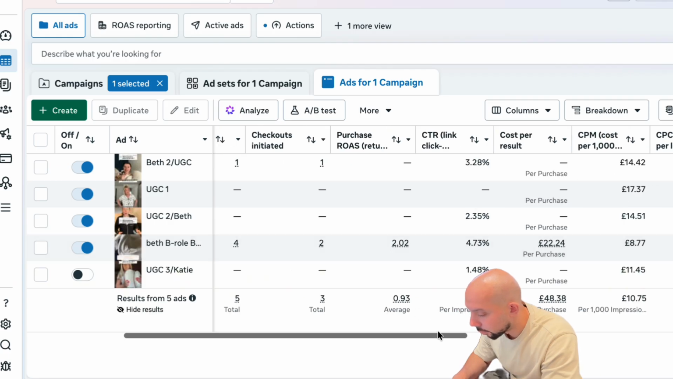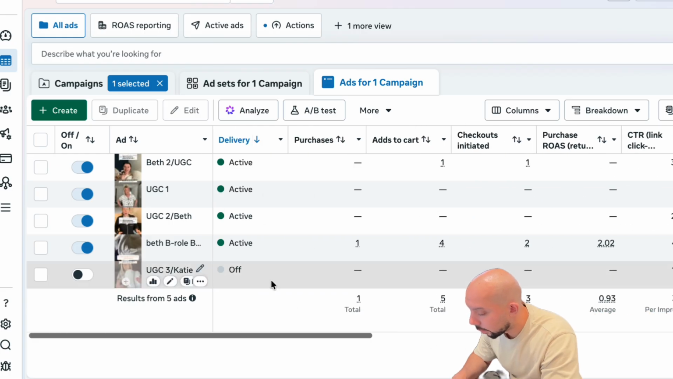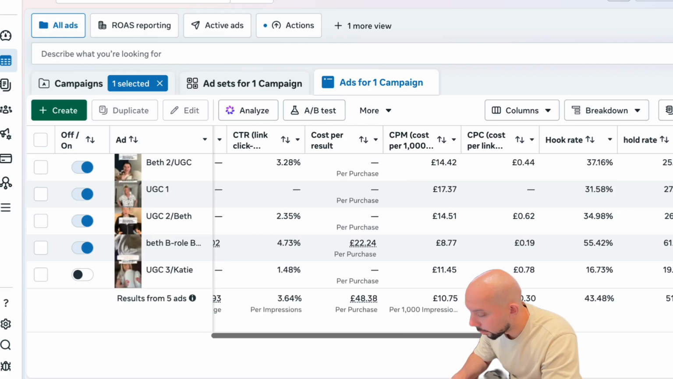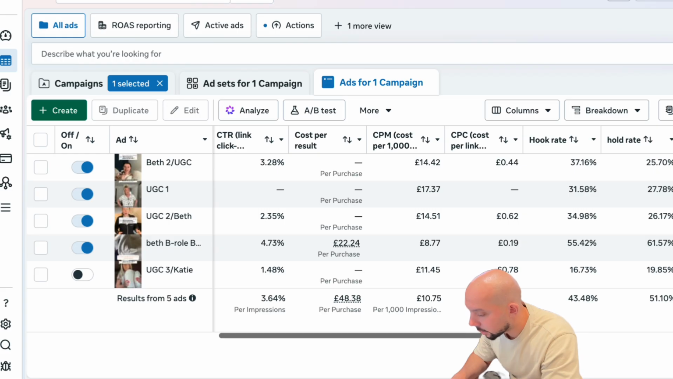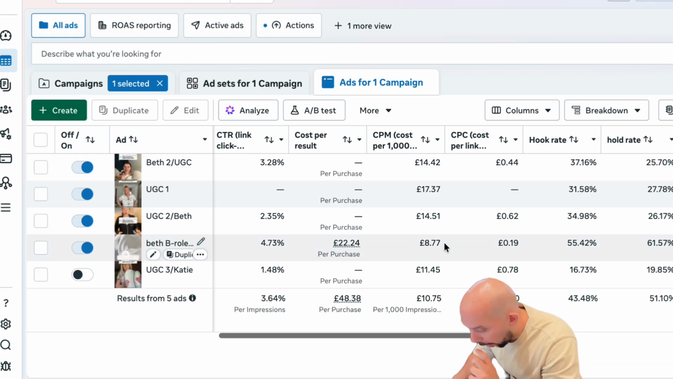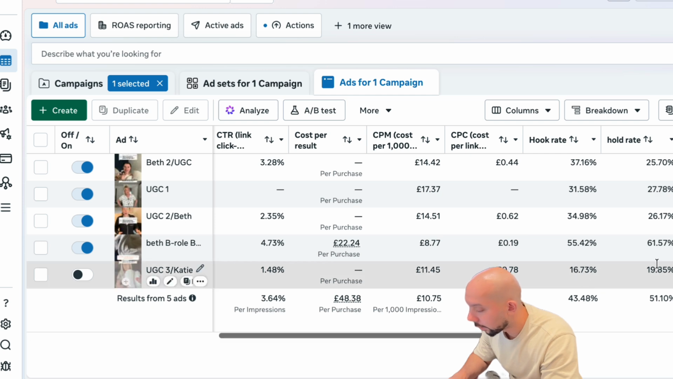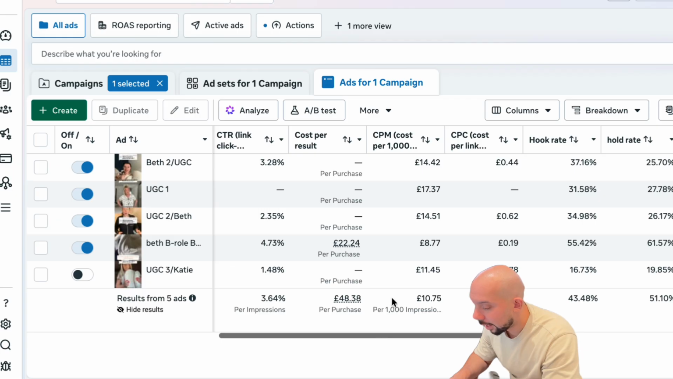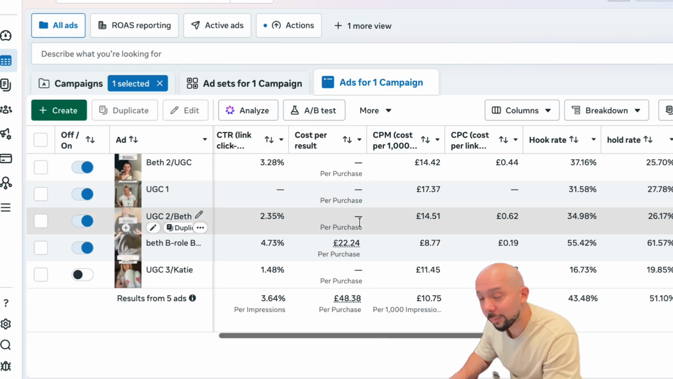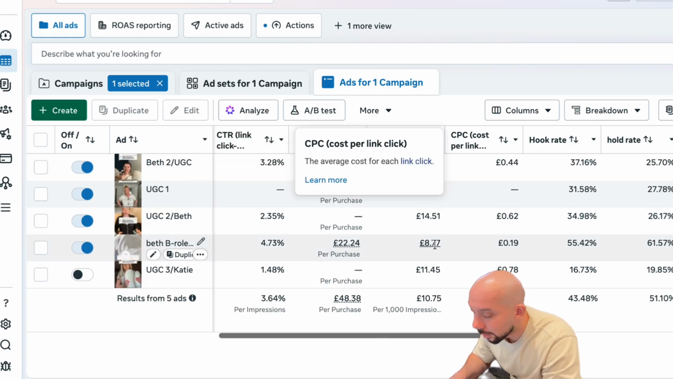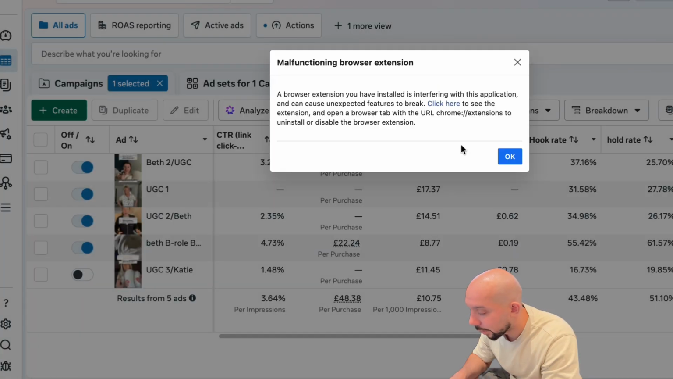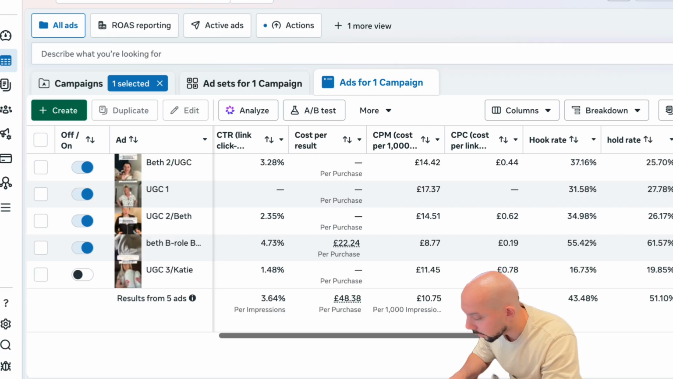So I got 2.2 ROAS. So I was profitable on that ad. However, all the other ads I wasn't. I did turn off this ad purely because it had spent over my CPA and the hold rate and hook rate weren't great, and my CTR was 1.48, and it was taking most of the spend out of the campaign. So I thought, you know what, let me just turn it off so it can give spend to the others that were doing okay. So that was the first day.